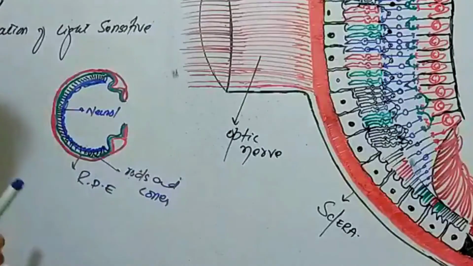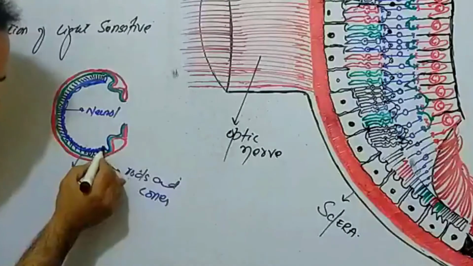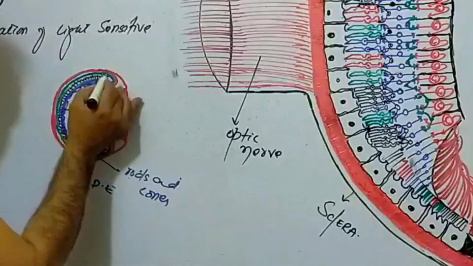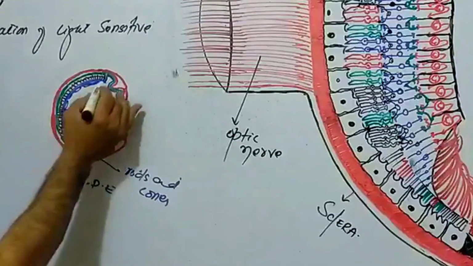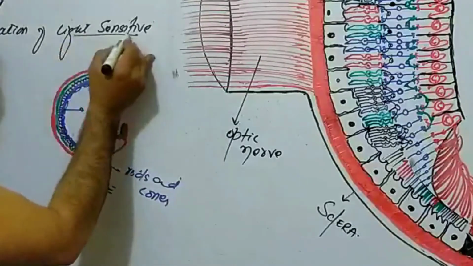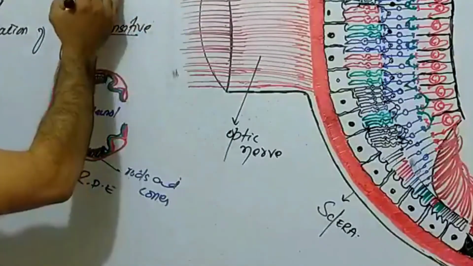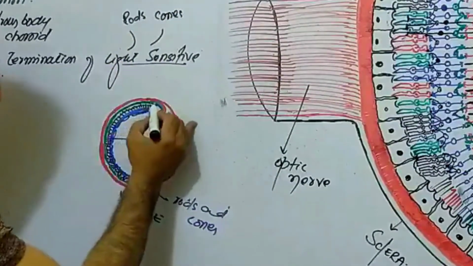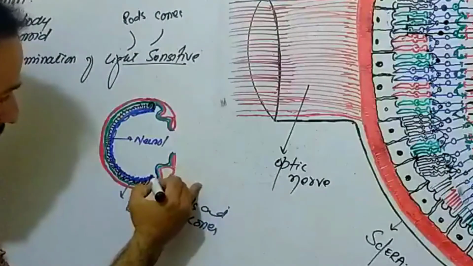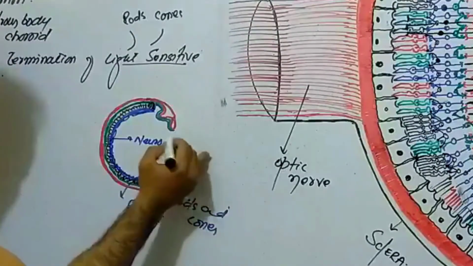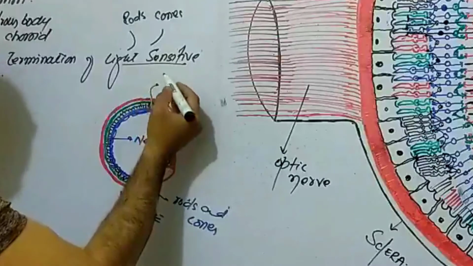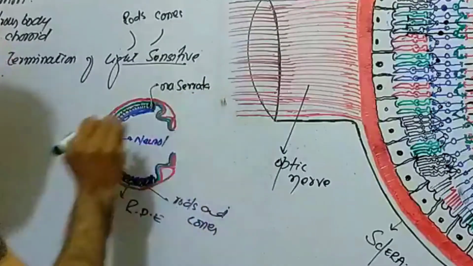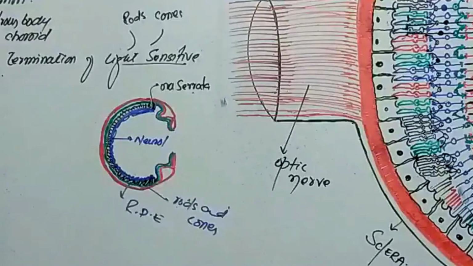But what happened? This rods and cones layer will not go forward, and they will terminate at this point, right? By light sensitive we mean the rods and cones of the retina. So the rods and cones of the retina will stop here and they will not go forward. So this point is called the ora serrata. I hope you understand now, right? So that is ora serrata.